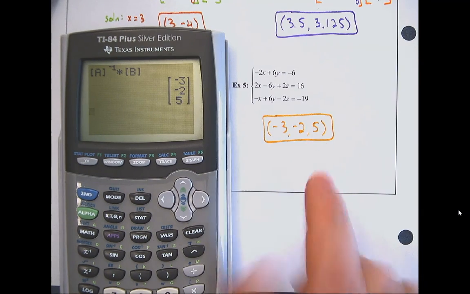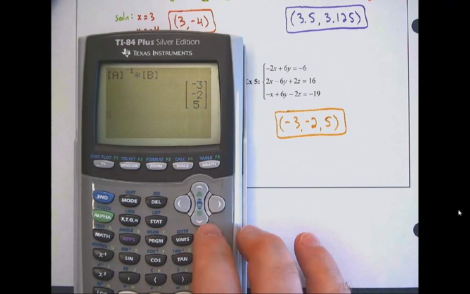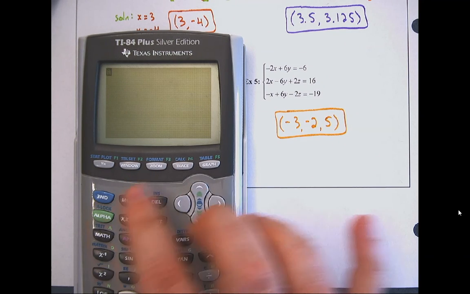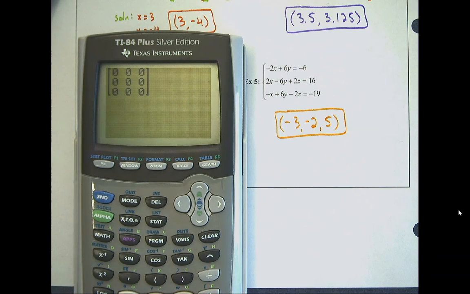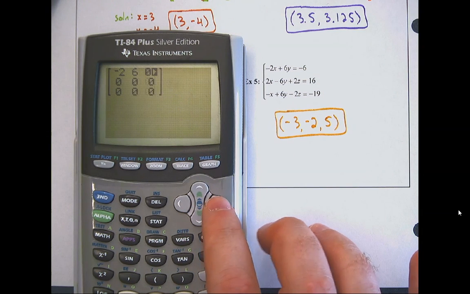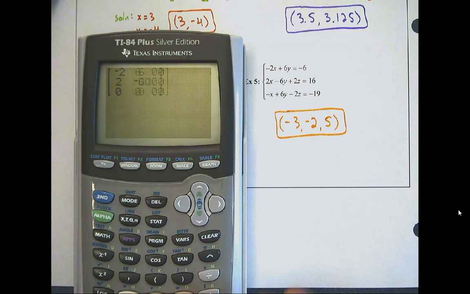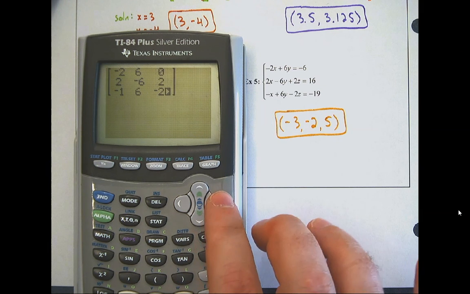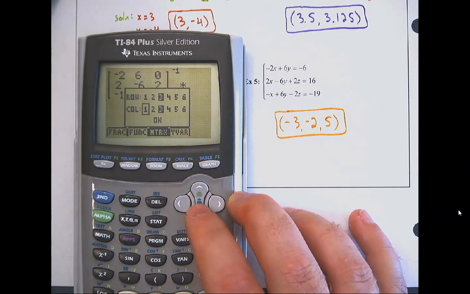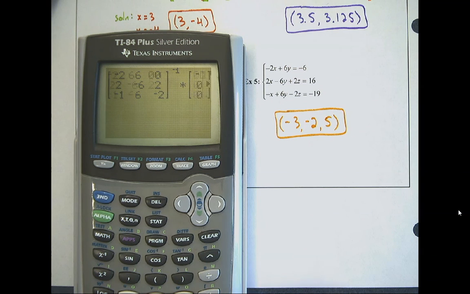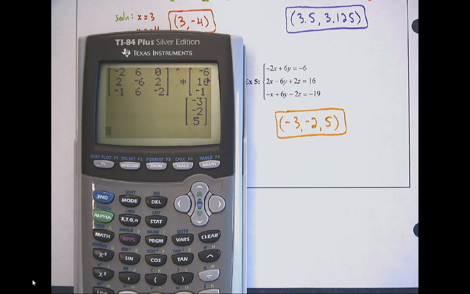And then the last way you could do this is right on your screen, alpha F3. If you have a fancy calc, this is a 3 by 3. Negative 2, 6, 0. 2, negative 6, 2. Negative 1, 6, negative 2. Inverse times, and then I'm going to make another matrix. This one I want to be a 3 by 1, negative 6, 16, negative 19. Same answers, same results.